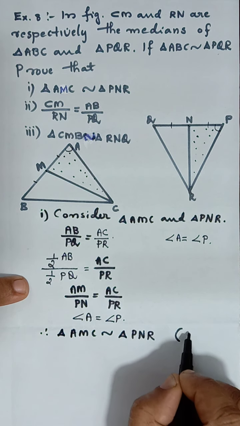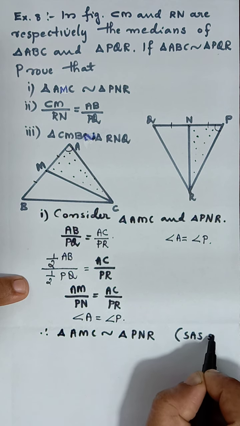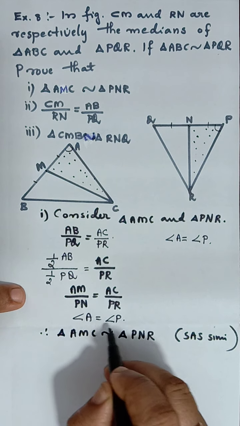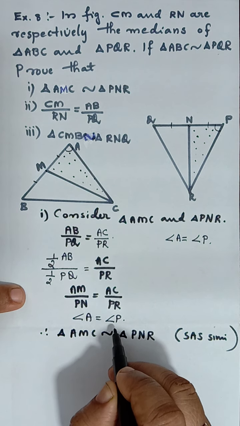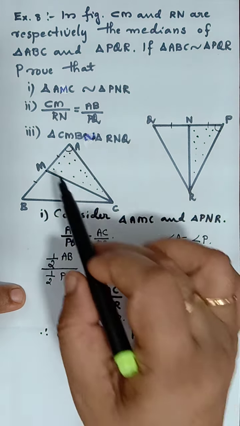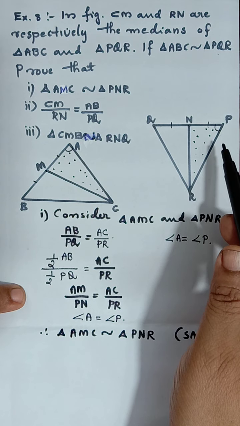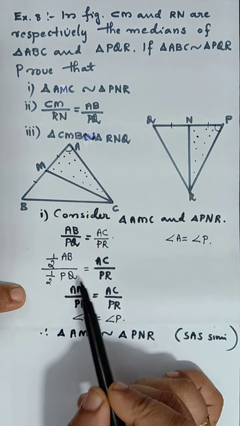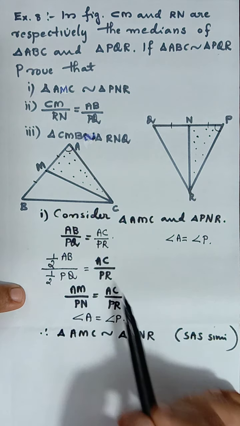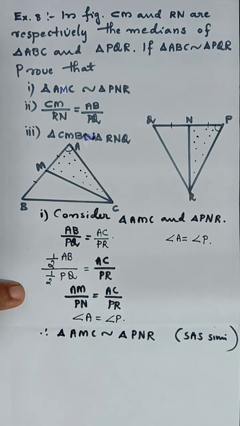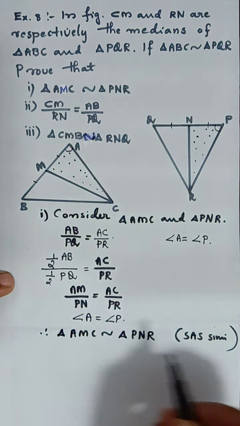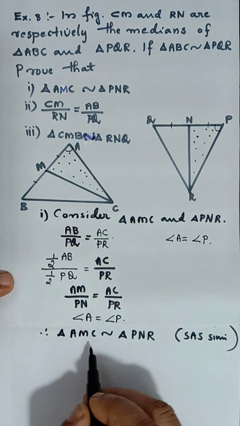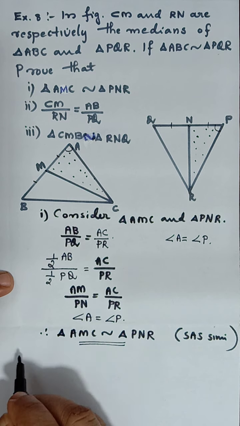This is called SAS similarity criterion. Here angle A is equal to angle P. The reason is it is corresponding angles of similar triangles. Since two triangles are similar, corresponding sides are proportional. These are the reasons for this. If you don't write it also, no problem. Now comes, it is similar. This is the first point we have proved by SAS similarity criterion.